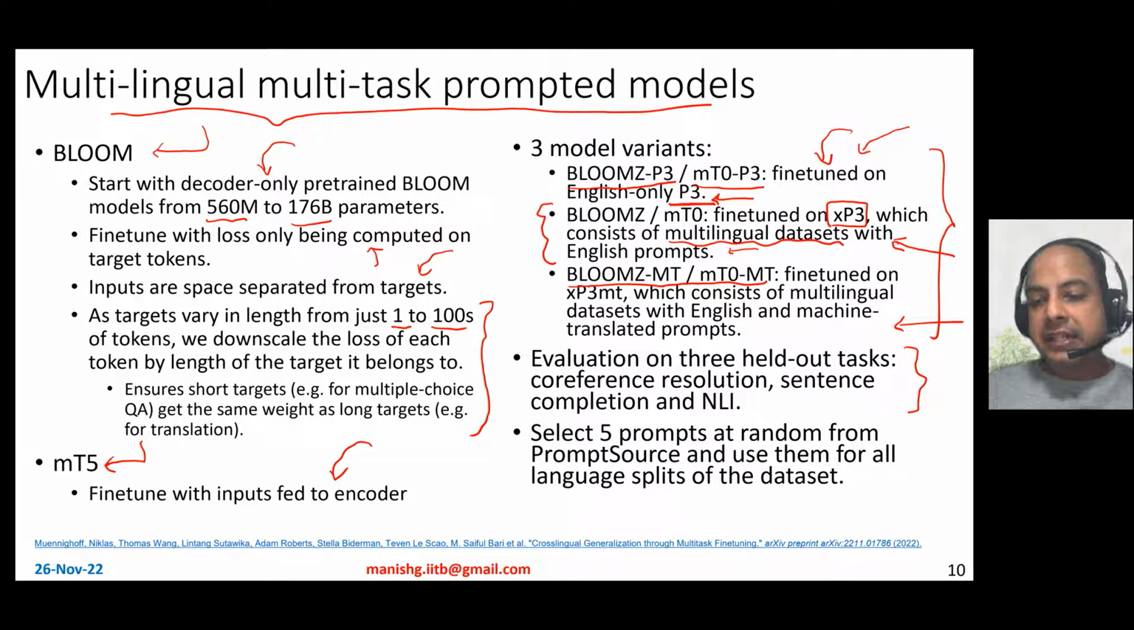The idea is that in this particular work on the multilingual part, they do not vary the number of prompts. They just fix 5 prompts at random, and they select those 5 prompts from the manually curated data set that we just talked about. And for XP3 MT, they basically just do machine translation.